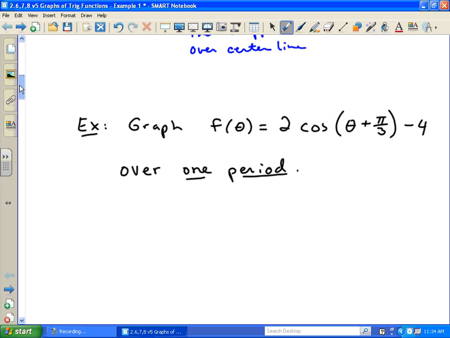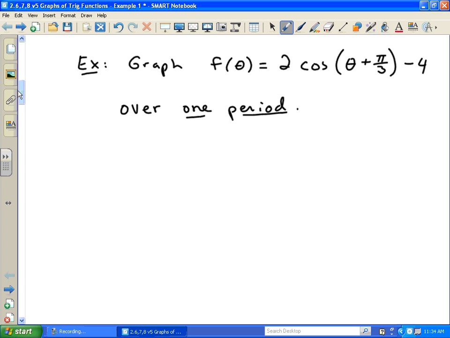What I want to do is think about the graph of 2 cosine of theta plus pi over 3, and then subtract off 4 over one period. At the front of these kind of problems, when you are on a test or on a homework, I want you to make a note of the things that you know about this graph to begin with. Number 1, there's a value of 2 multiplied by the cosine. This will affect your amplitude. So the amplitude of this function would be 2. The highest I go would be 2 units above what we call a center line, and 2 units below what we call a center line.